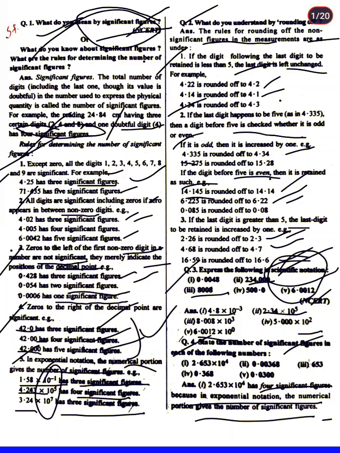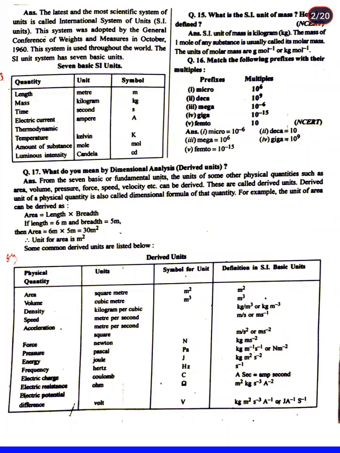Okay. So next we start, that is the main SI units. Now, what is the SI unit? That is a system of units. It is the latest and the most scientific system of units, called the International System of Units, SI units. The system was adopted by the General Conference of Weights and Measures in October 1960. The system is used throughout the world, and the SI has 7 basic units.